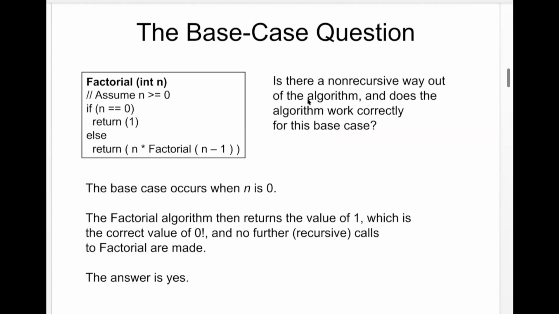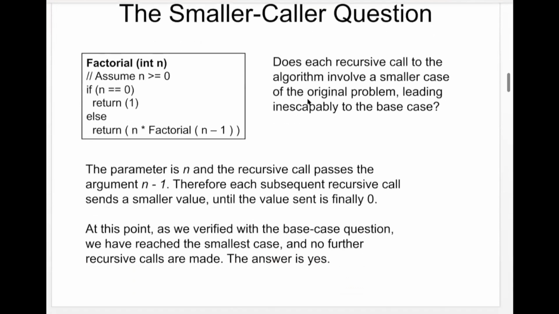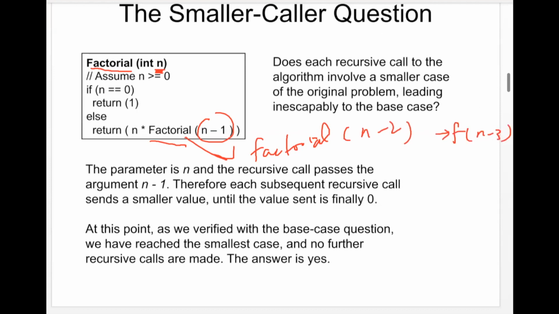The next one up: can the smaller caller question be answered with yes? In other words, can this problem be broken down? Every time we call the function recursively, meaning calling itself, the recursive call, which in this case is factorial, would the problem space be smaller? The answer is yes, because we start with the input being n, and now it's n minus 1. This is going to call factorial of n minus 2, and later on n minus 3, and so on and so forth. The answer to the smaller caller question is yes. Does each recursive call to the algorithm involve a smaller case?